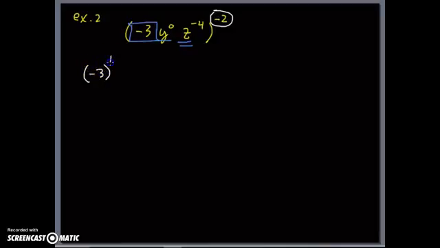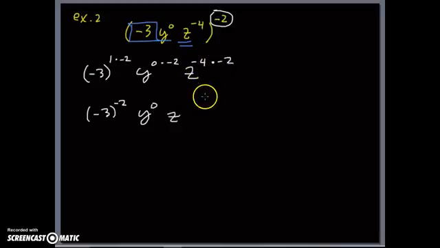So we got -3 to the first power times -2, y to the 0 power times -2, and z to the -4th power times a -2. We can go ahead and simplify the multiplication of our exponents. So we've got -3 to the -2nd power, y, 0 times -2 is 0, to the 0 power, and z, -4 times a -2 is a +8.